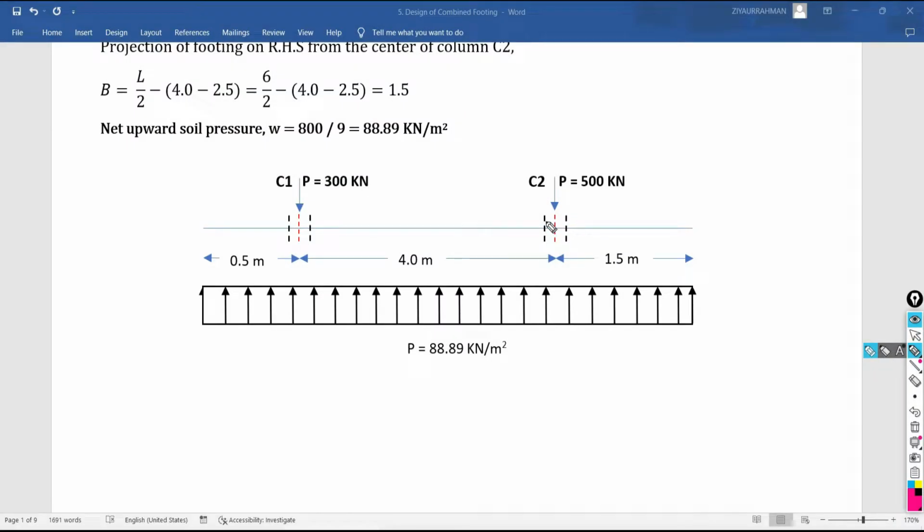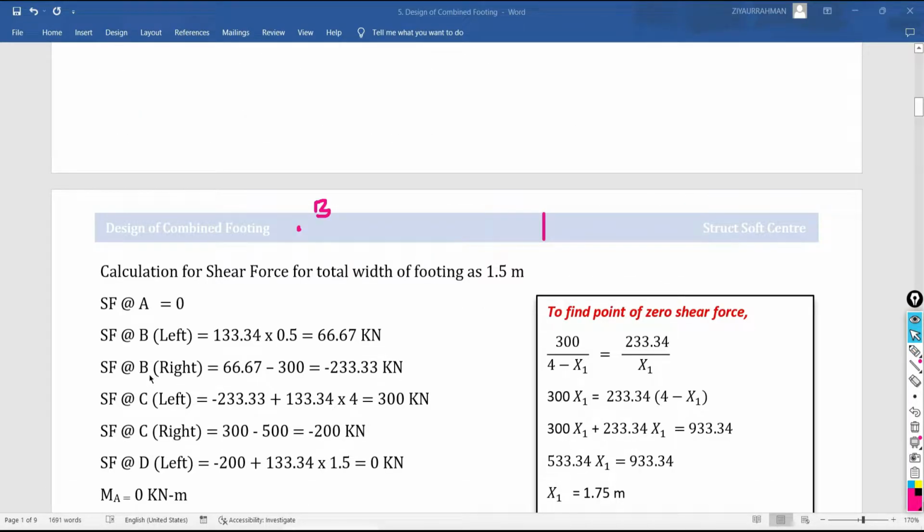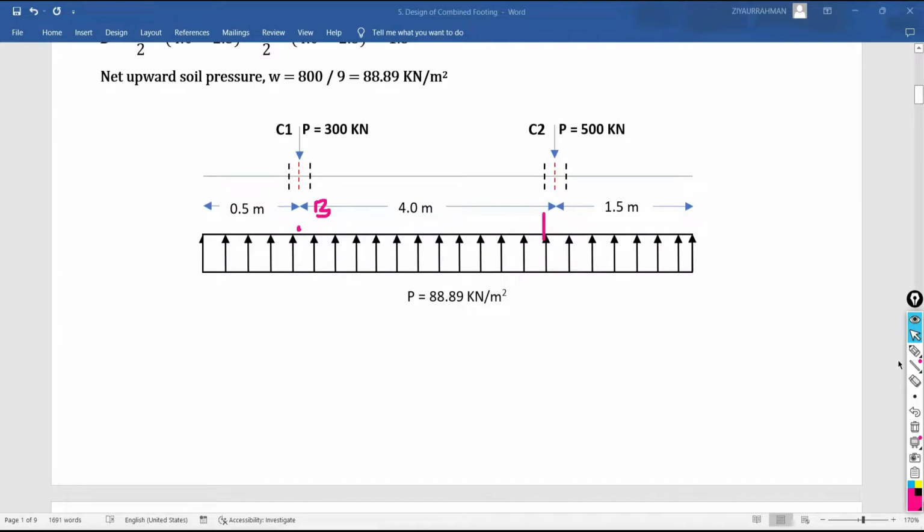Next we have to find the shear force at the center point under the column C2, and for that I am going to consider two sections: one on the left hand side, one on the right hand side of the center point. For the left hand section, we already have the value at this point B. Here the resultant downward value for the B point is 233.33 kilonewton. So if you calculate at this left hand point, this is already the downward value we have, how much?